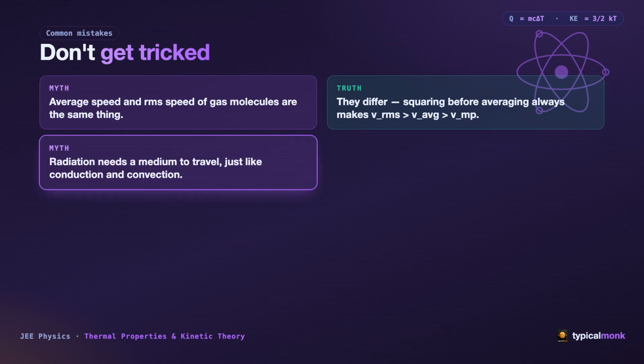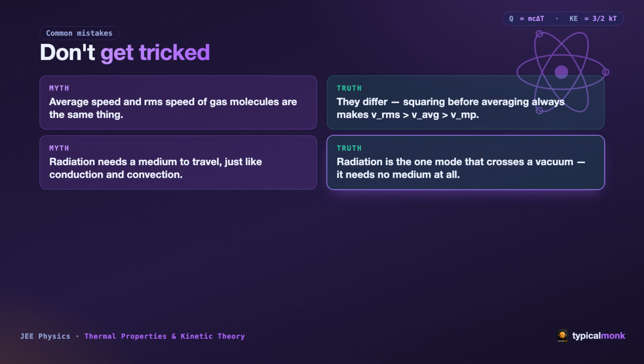probable. Myth 2. Radiation needs a medium to carry heat, just like conduction and convection. The truth, radiation is the one mode that can cross a vacuum. It needs no medium at all. One myth, one JEE question. Do not let it be the one that costs you.